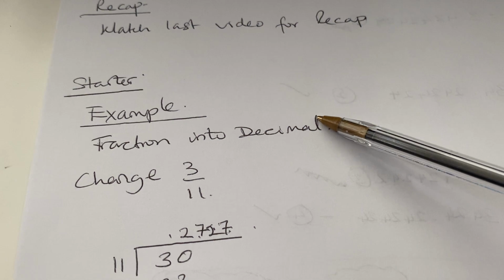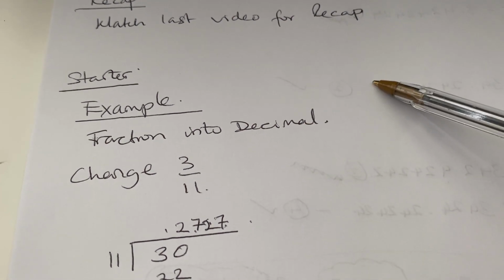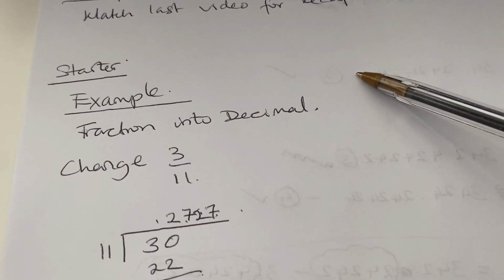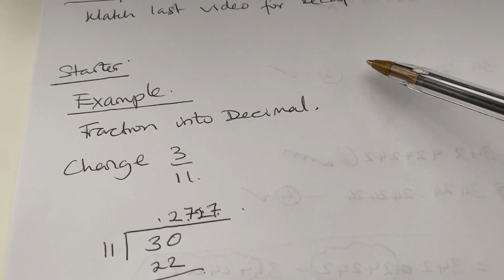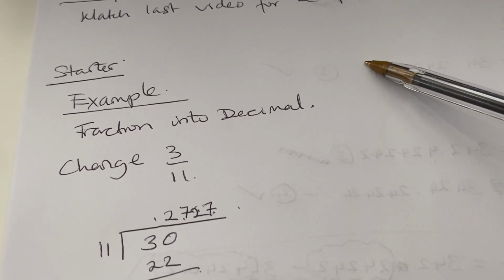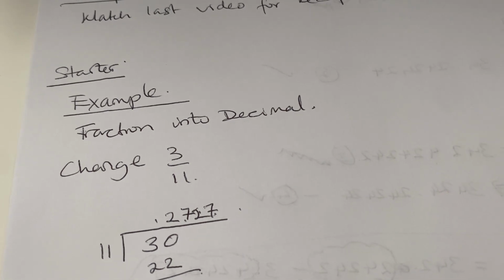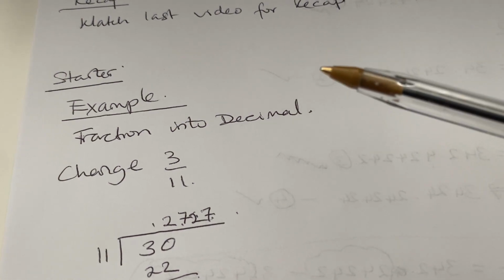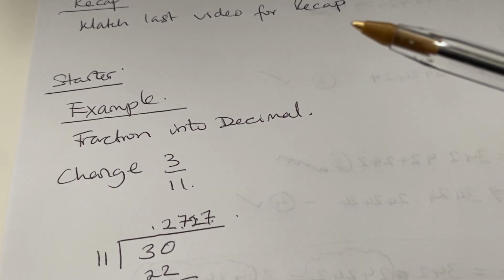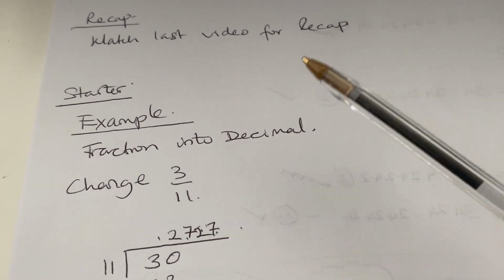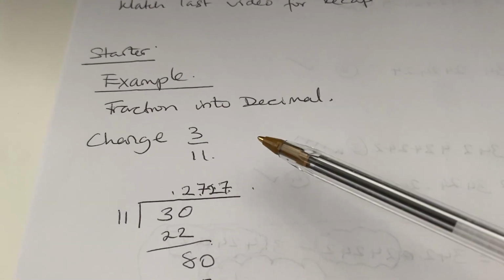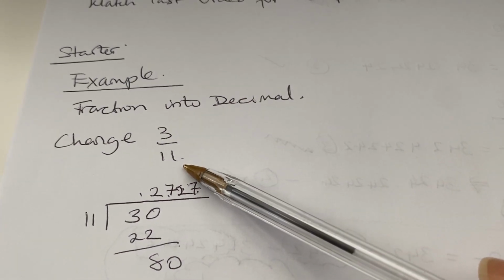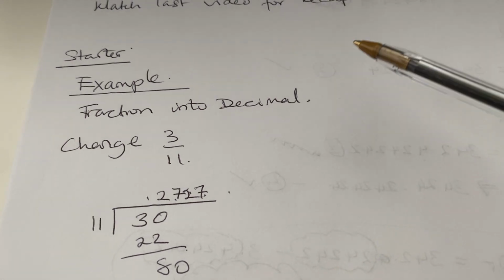I'll start out today. Before we started trig, we've been looking at terminating and recurring decimals, which we looked at a bit in the fractions and decimals at the beginning, but now I took it up a notch. So the example I have here for you is to change 3/11 into a decimal.